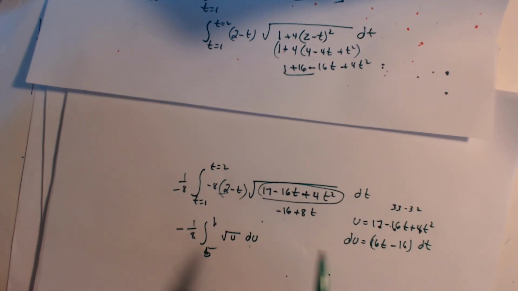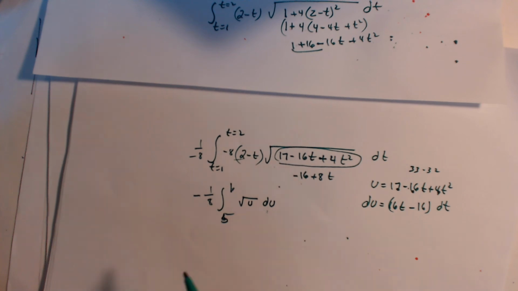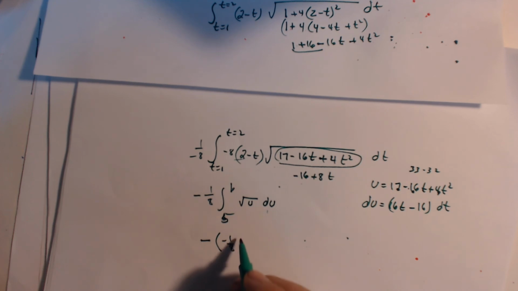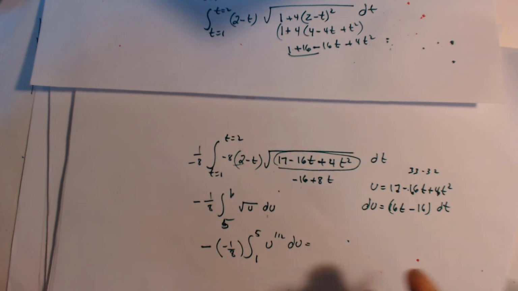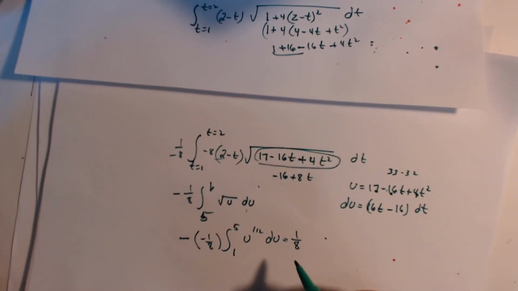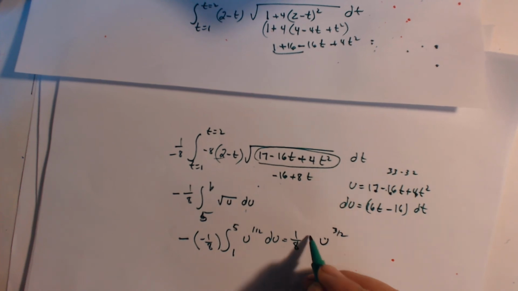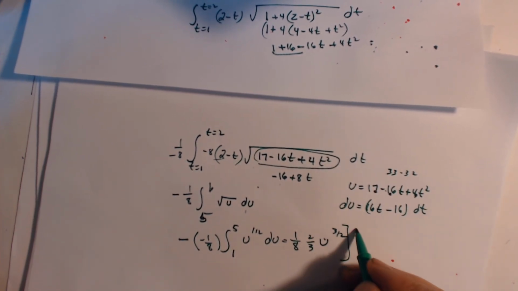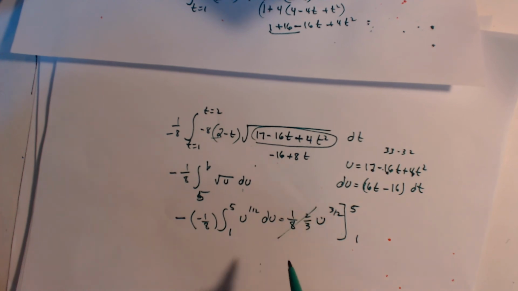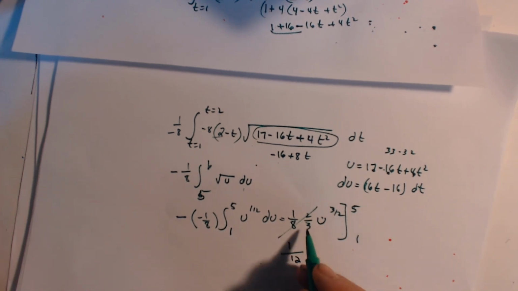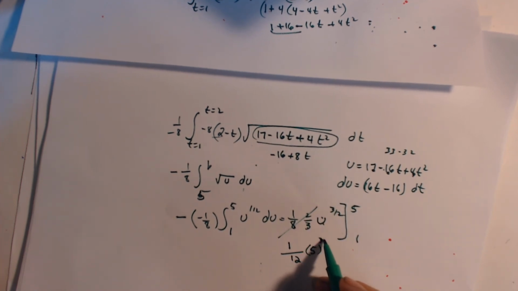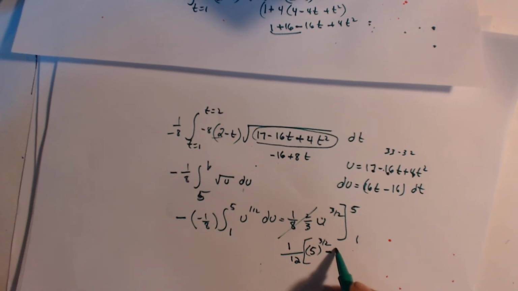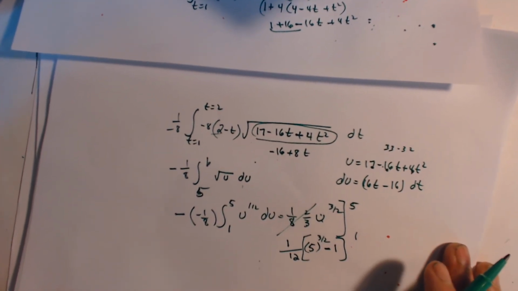But with these lower and upper limits, this is upper, this is lower, so I have to change the sign. Therefore, I flip it and change the sign. It becomes negative 1 over 8, the integral from 1 to 5 of u to the power of 1/2 du, and that becomes 1/8 of u to the power of 3/2 times 2/3 from 1 to 5. That makes it 1 over 12, because 3 times 4, times 5 to the power of 3/2 minus 1, because 1 to the power of 3/2 is 1.